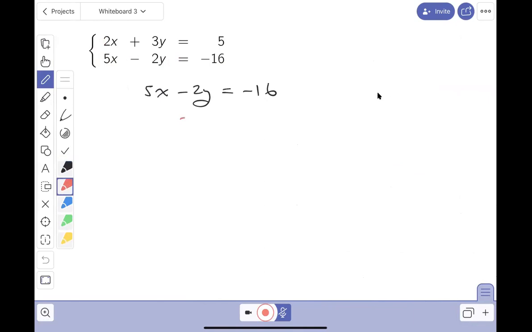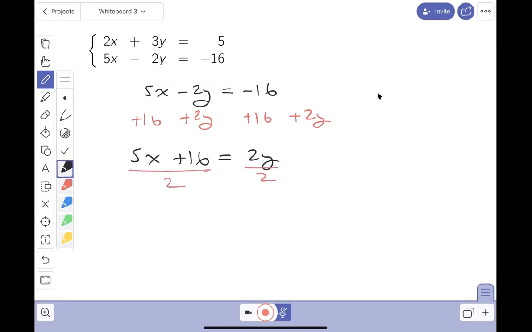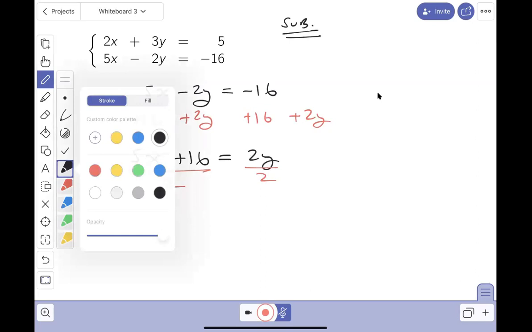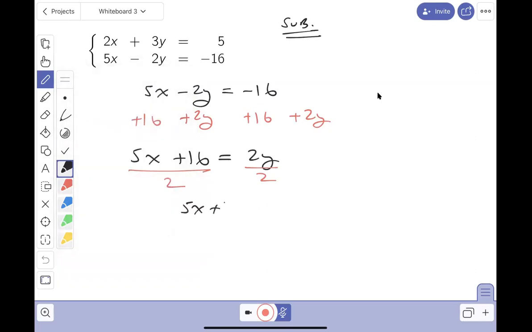What I'm going to do is I'm going to add 2y to both sides, and I'm going to add 16 to both sides. And what would you end up with? 5x plus 16 equals 2y. And then what would I do? I would divide both sides by 2. And again, this is what's known as substitution. Another method that was widely used in Math 100. And we're just reviewing what you've done in Math 100. So what do you go over here? 5x plus 16 over 2 equals y.